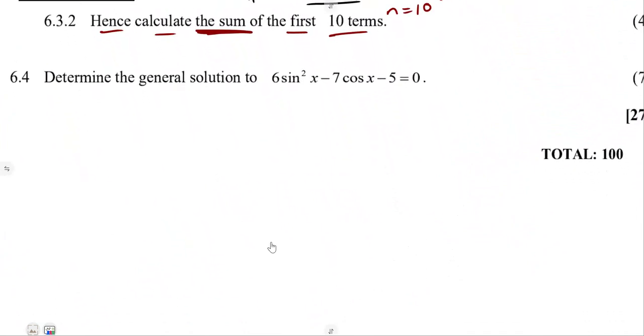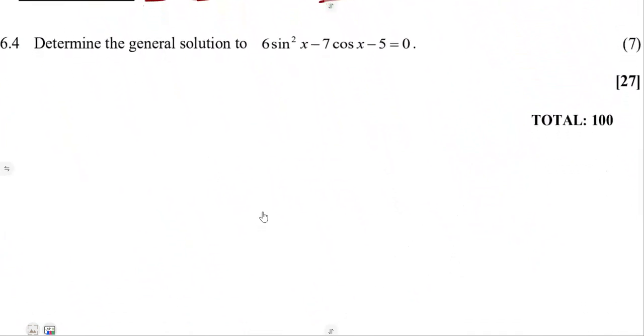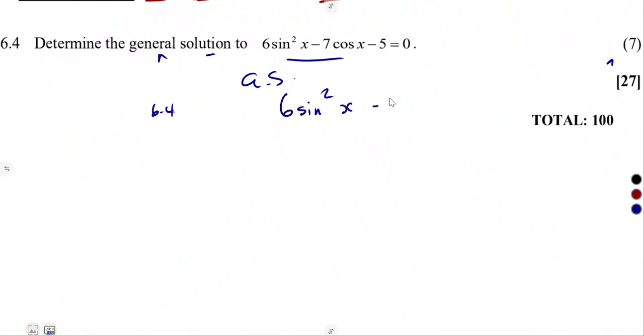Revise, guys. You see, they form those. 6.4, determine the general solution to this, all right, for 7 marks. All right, let's see what we are given. We need the general solution of 6 sine squared of x minus 7 cos of x minus 5, that's equal to 0. All right, solving for x, guys, or for us to determine our x values, we must have a single trig.